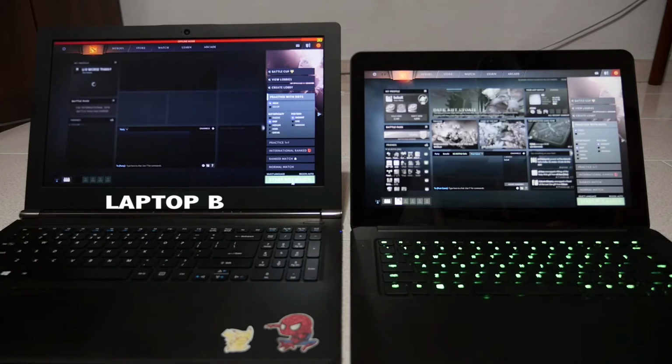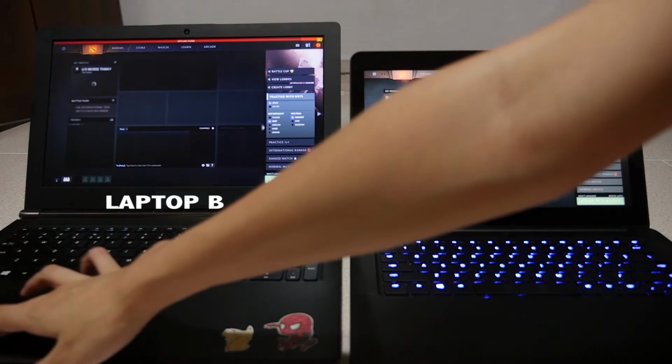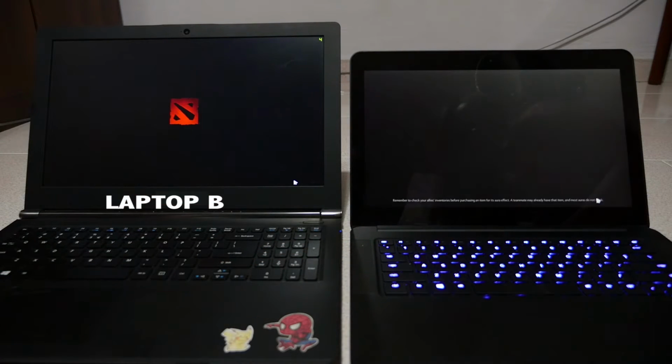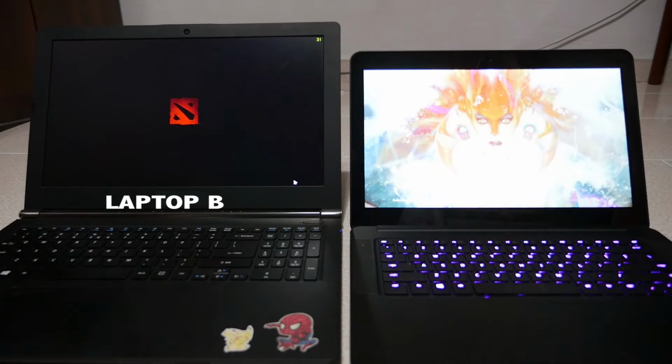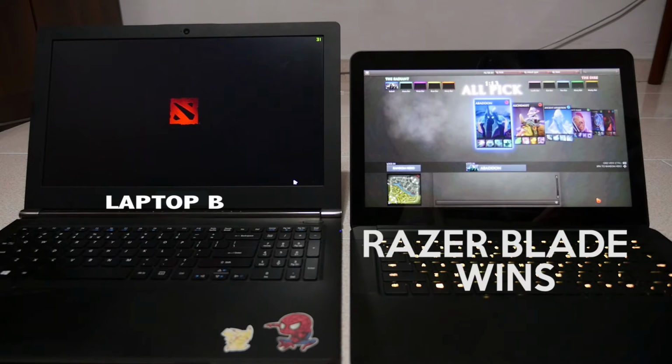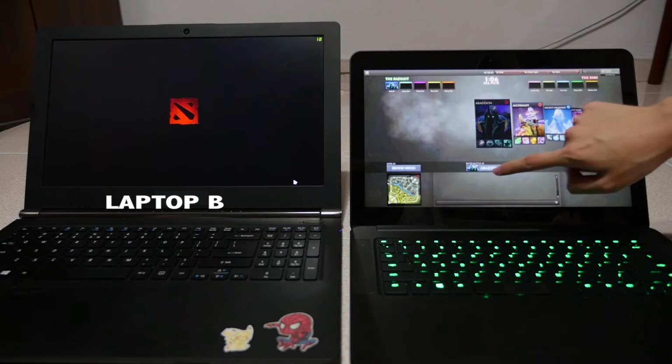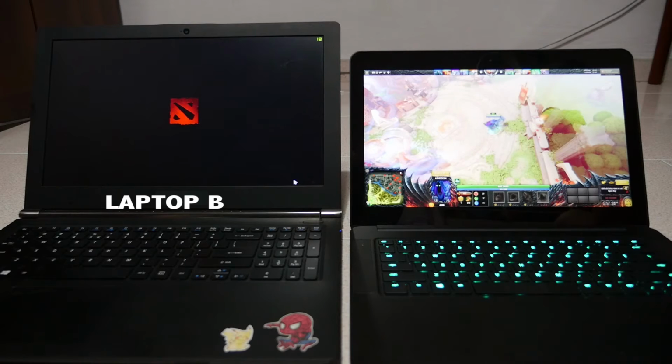Number two, the processing speed. I have no patience, so everything must be fast for me, especially when it comes to gaming. So we'll start the games on both laptops at the same time and we'll see which loads faster. Good for you, coming back. Oh yeah, by the way, the Razer Blade is also touchscreen.